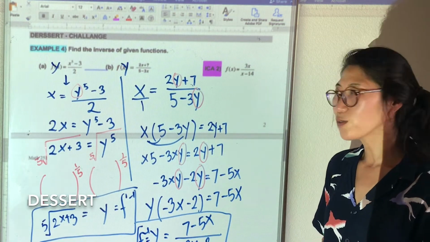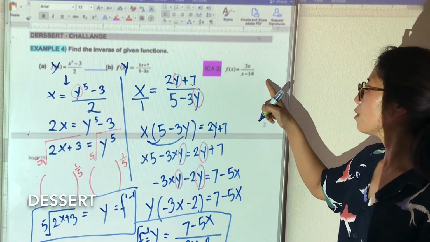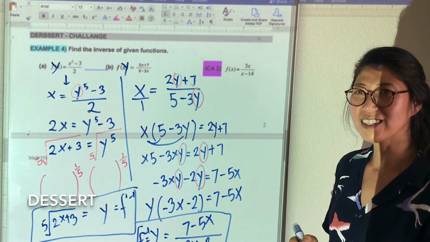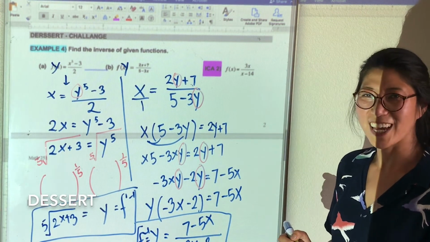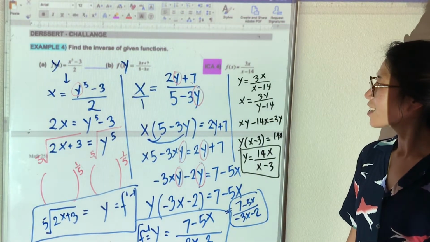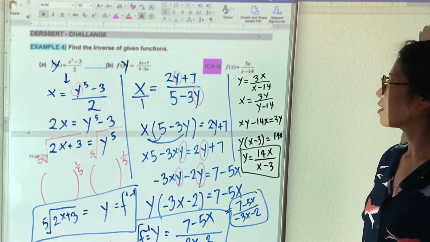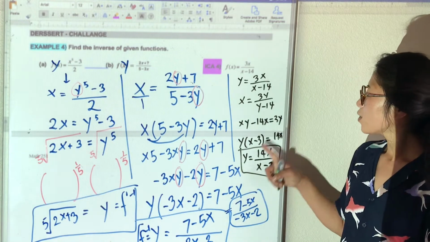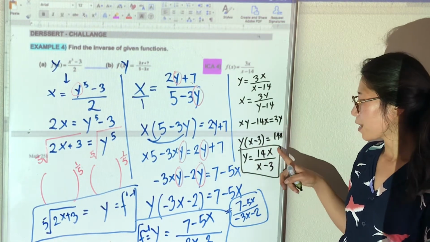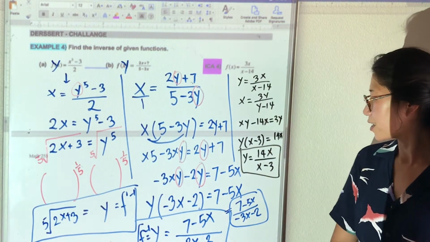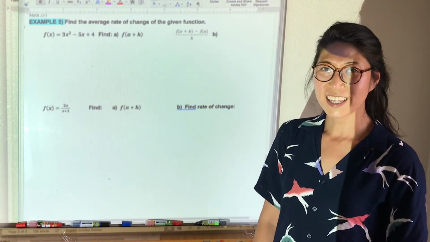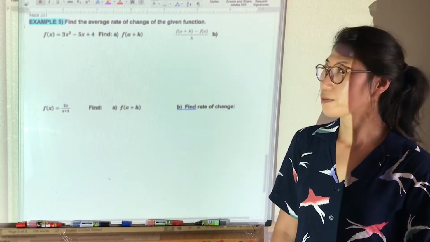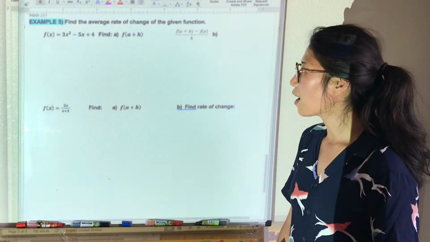Okay, here's one more for you of in-class activities. I want you to try if you can get this one correct. Okay, now let's check the answer of the in-class activities. Example 4. You can see the work here, and my answer was the inverse function is 14x minus x minus 3. Let's look at the next result, example 5.